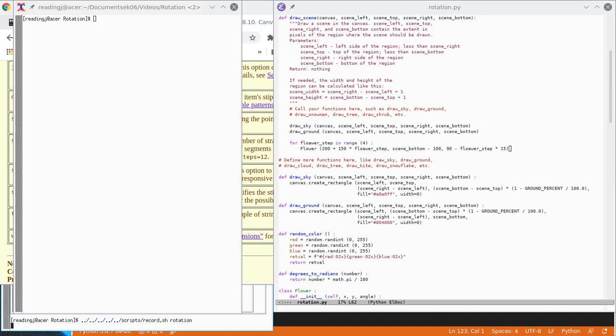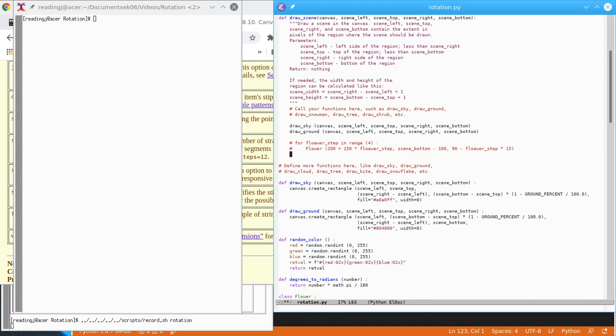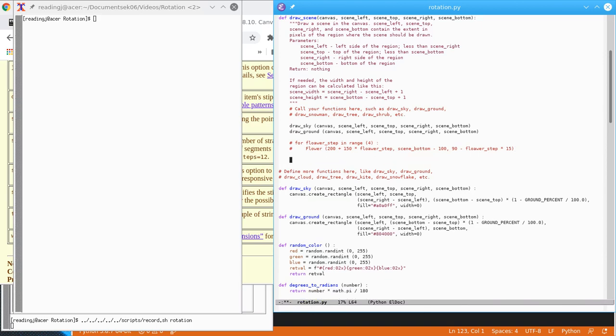Okay, so this is the same file. I'm going to comment out the flowers for right now so they don't distract us. And we are going to create a rotating line. Hopefully I can do a rotating polygon also. We'll see about that. We'll start off with a rotating line.